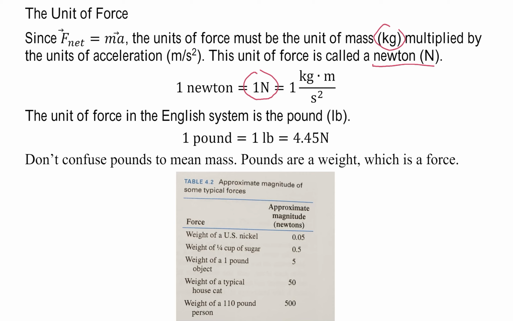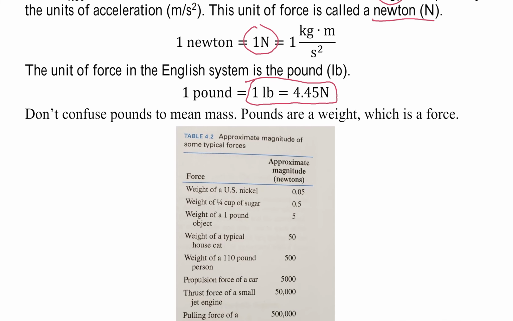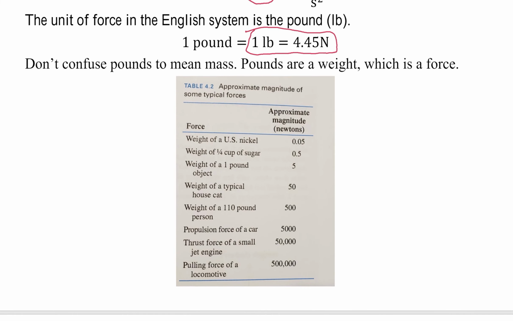The unit of force in the English system is the pound, and that's where things get confusing in the English system, because pounds could mean force, meaning weight, but it could mean mass also. So it's very confusing. That's why we don't like to use it. So 1 pound of force would be 1 lb, and that is 4.45 newtons. This conversion right here is kind of a big one for us. 1 pound is 4.45 newtons. Don't confuse pounds to mean mass. Pounds are a weight, which is a force. Newtons are a weight, which is a force.